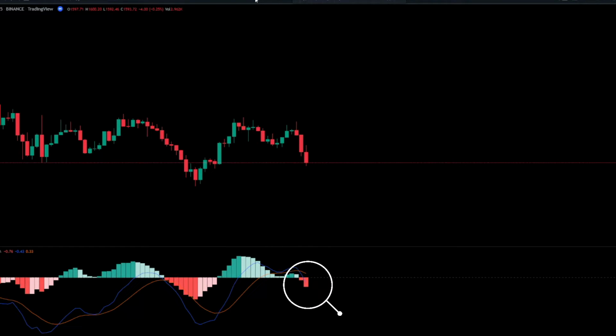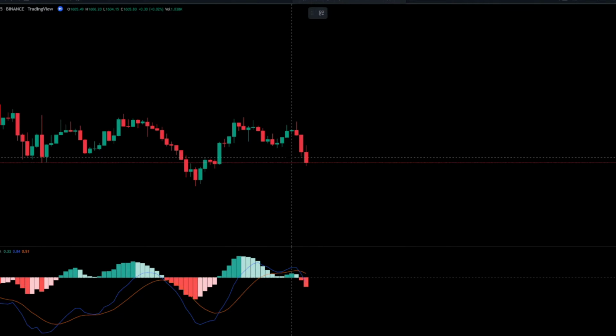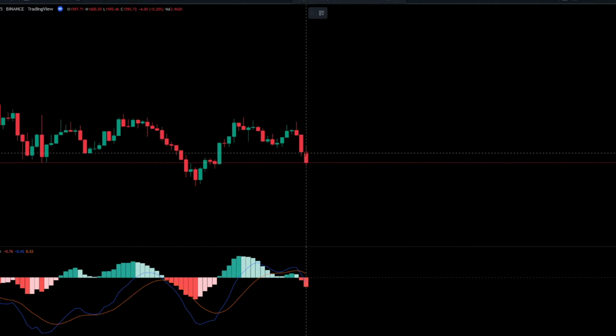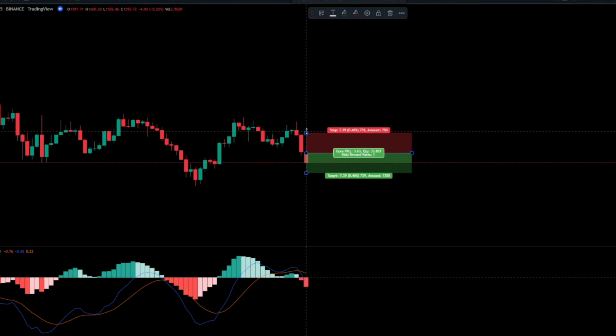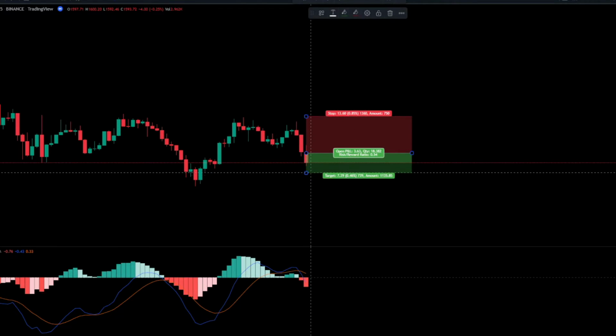When you see green to red in the histogram, check the red candle if it's a strong bearish candle. Now check the line crossover in MACD. Place your trade at the next candle, and set stop loss above the last swing high, and the target is going to be 1.5.